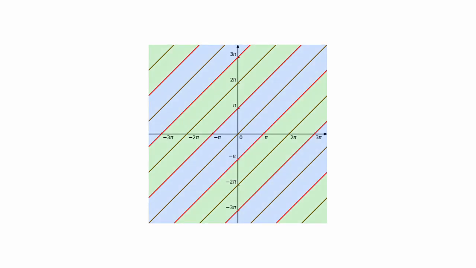Take any continuous function f with period 2 pi. Consider the value of f at 0. If f(0) lies on a red line, then we're done. Otherwise, it must lie within a stripe. f(2 pi) equals f(0), and it must lie in a different stripe.